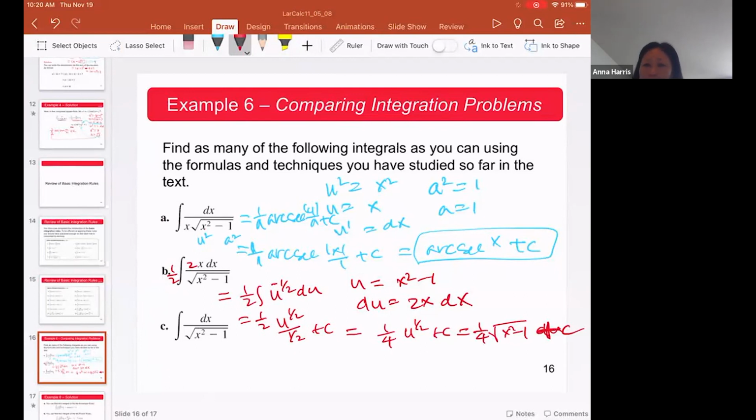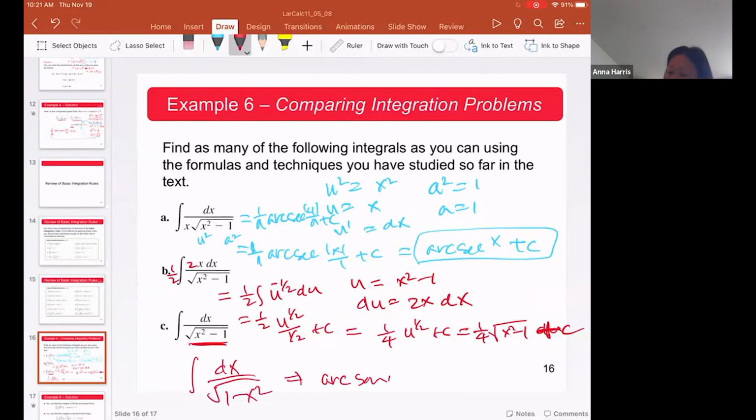Okay, the last one. The last one, you cannot do this problem. We have not learned these techniques because this is not a pattern that you can recognize. We do know this. In that case, it is arcsine. But this is x squared minus 1, which we have not learned. So we don't know how to do this problem. We know how to do this one by using our inverse trigonometric function. We know how to do this one by doing a u substitution. But this one, we don't know how to do.